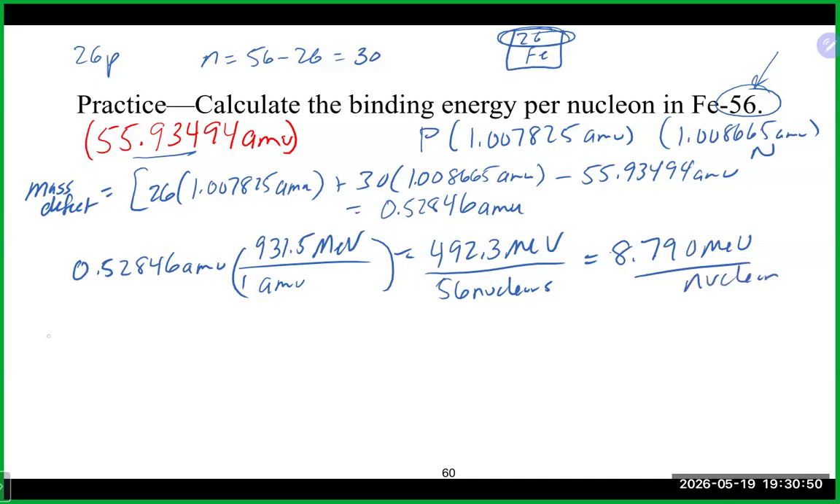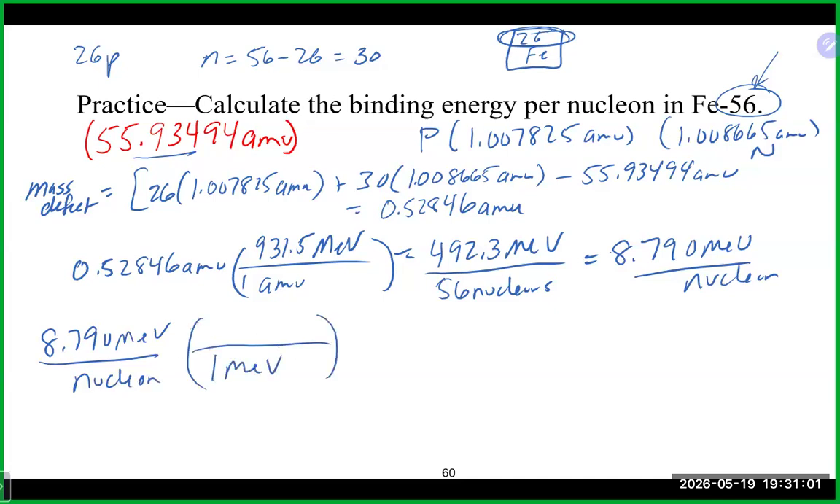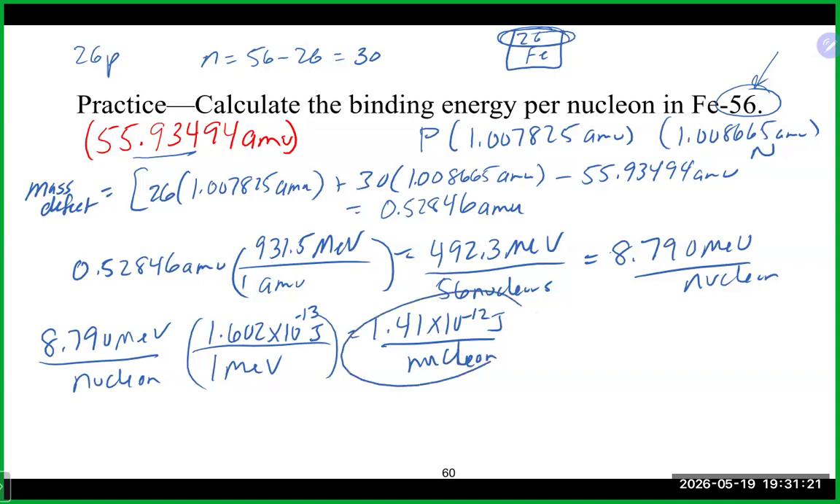Once again, if you did want joules, you can use that conversion there and convert it out. 1 mega electron volt is 1.602 times 10 to the minus 13 joules. And that'll get us something like 1.41 times 10 to the minus 12 joules per nucleon. And any questions on calculating that there?